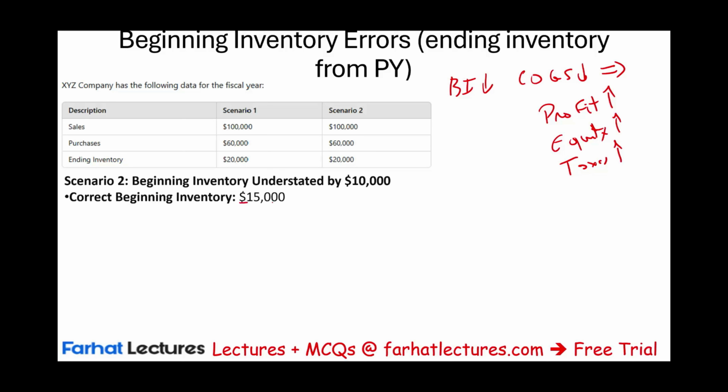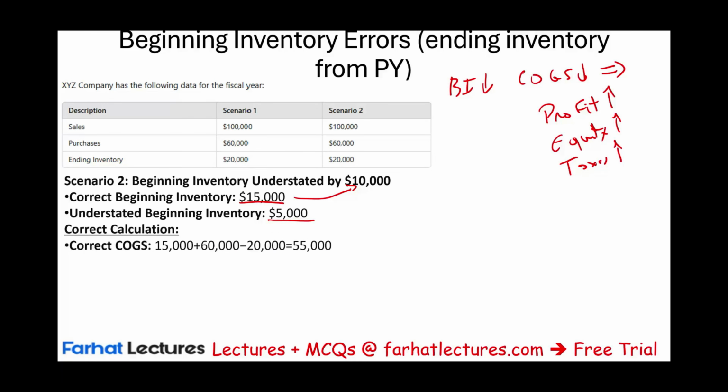The correct beginning inventory is 15. We reported this as 10. We understated beginning inventory of 5,000. Okay, because it's supposed to be 15. We understated by 5. We reported it at 10. So let's compute the correct cost of goods sold. The beginning, correct, plus the purchases minus ending. The correct cost of goods sold is 55.